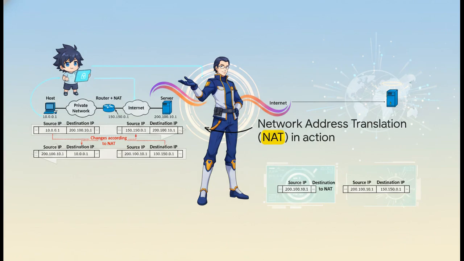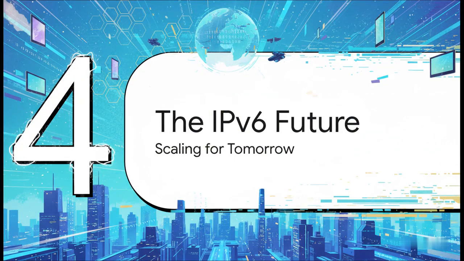NAT acts as a crucial translator, almost like a security guard, that bridges your private network to the public internet. When your computer asks for data, the NAT on your router swaps your private source IP for the public IP right on the fly. When the data returns, NAT remembers who originally asked for it and translates it back. It saves IP addresses and keeps your internal devices completely hidden from the outside. Pretty brilliant, right?